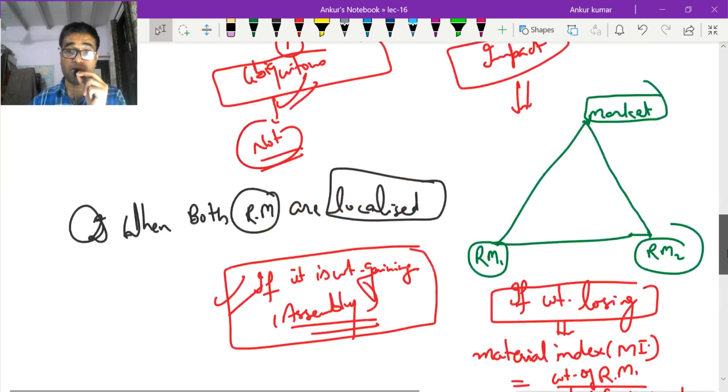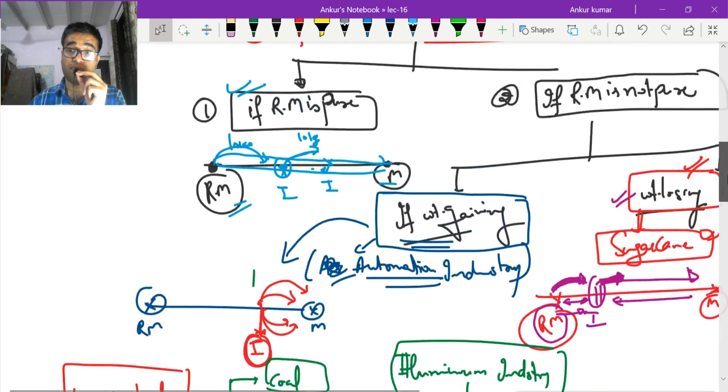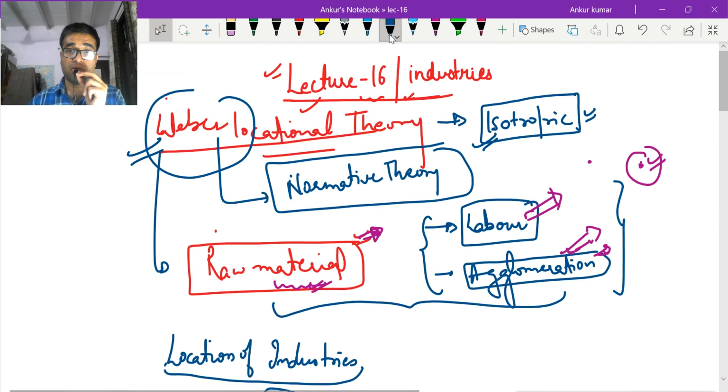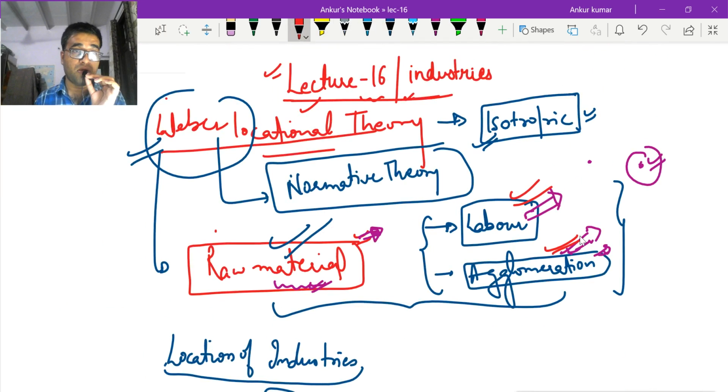So this is all about the first aspect. What was the first aspect? That is the raw material, how the raw material can affect the location of industry. Okay, that is this part, the raw material part. This second part, that is labor and agglomeration, they also affect the location of industry. So see how the labor affects the location of industry.